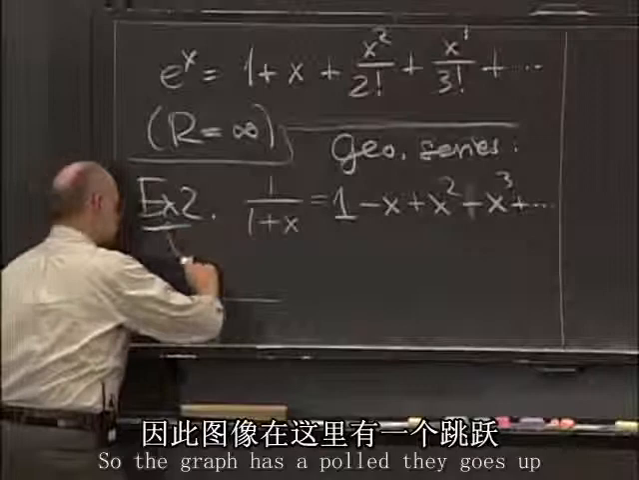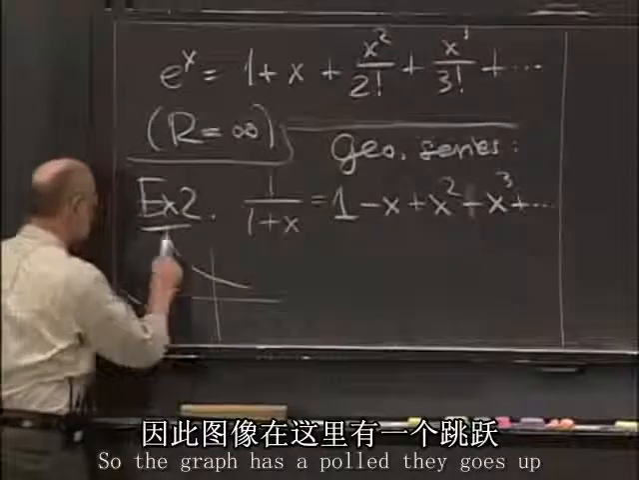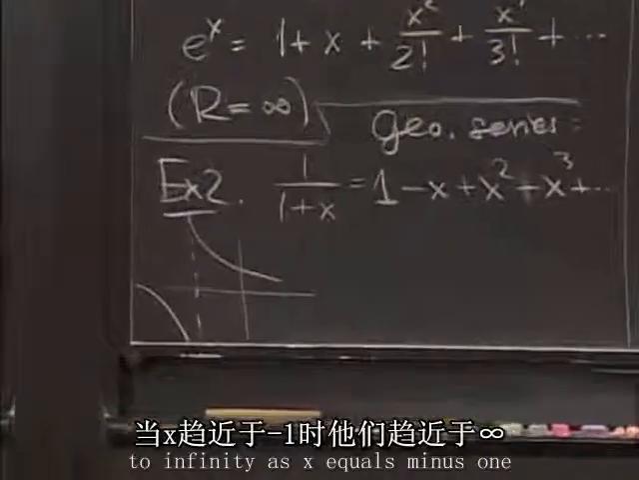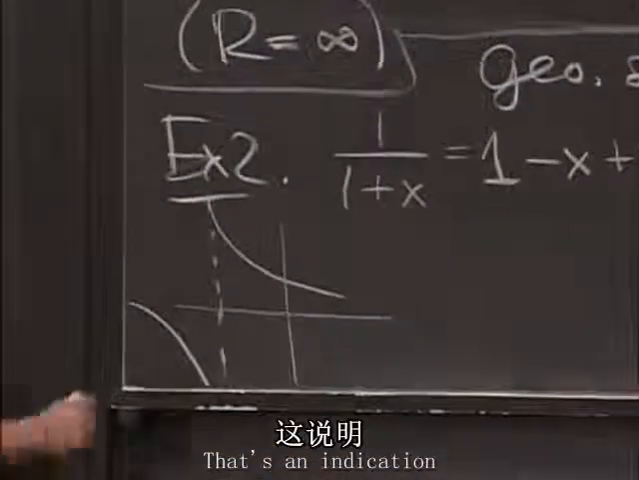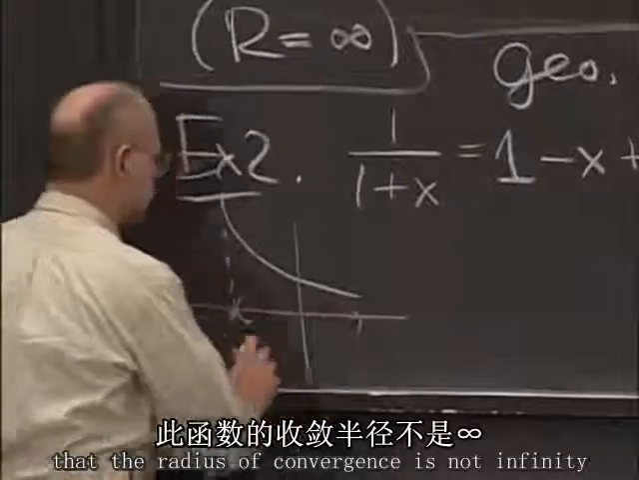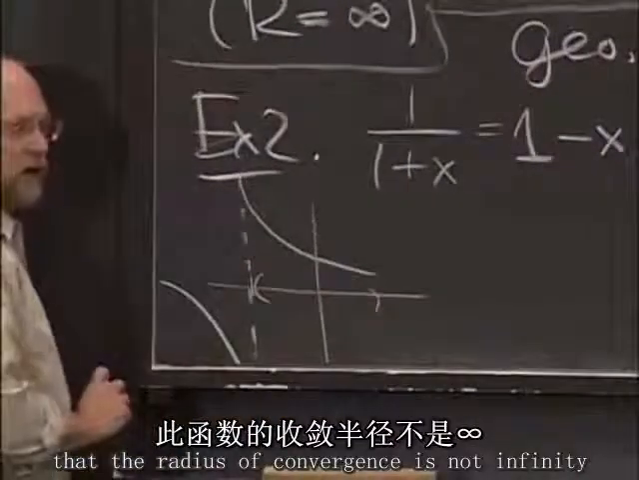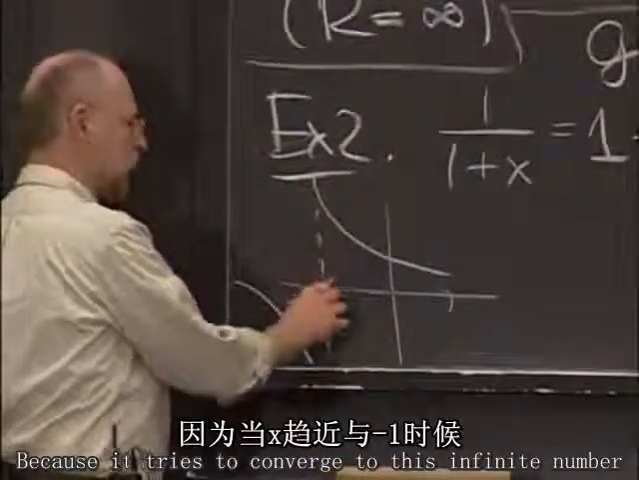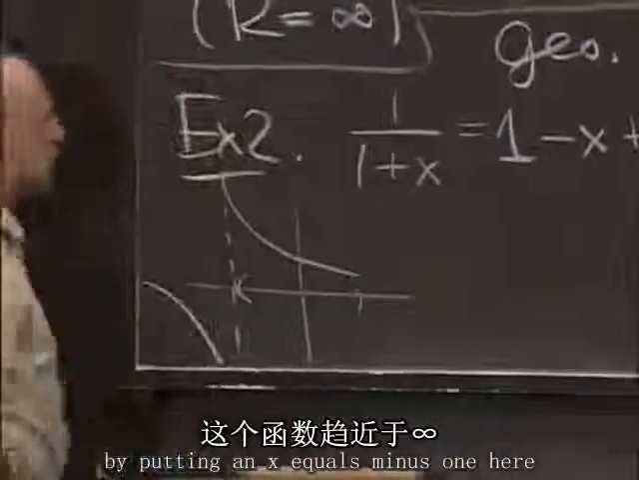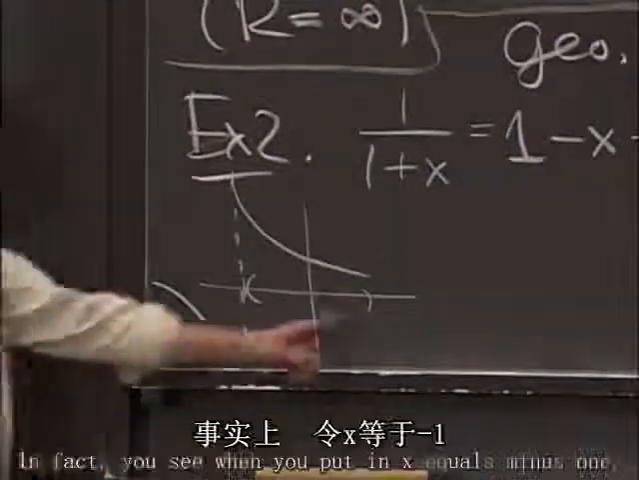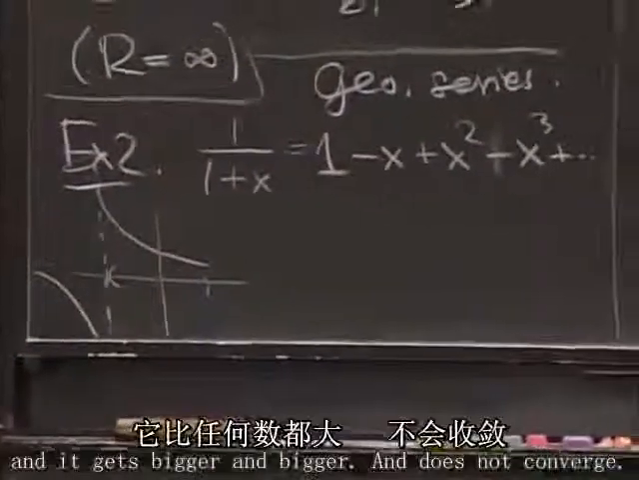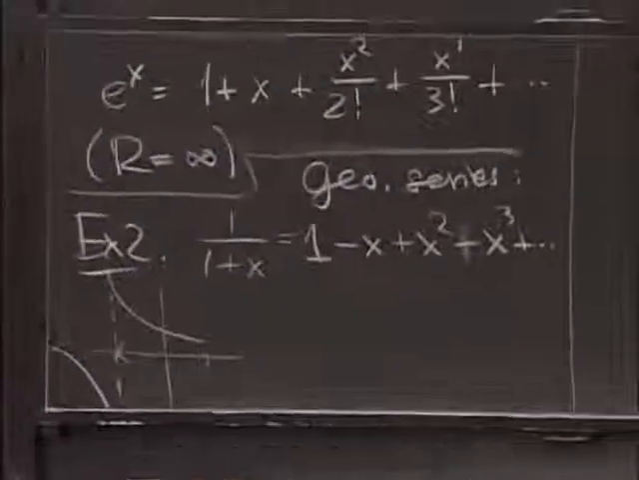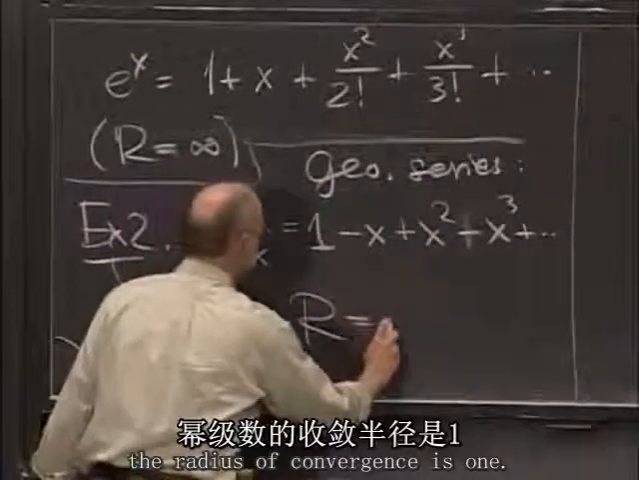So the graph has a pole there, goes up to infinity at x equals minus 1. And that's an indication that the radius of convergence is not infinity. Because if you try to converge to this infinite number by putting in x equals minus 1 here, you'll have a big problem. In fact, you see when you put in x equals minus 1, you keep getting 1 on every term, and it gets bigger and bigger and does not converge. In this example, the radius of convergence is 1.